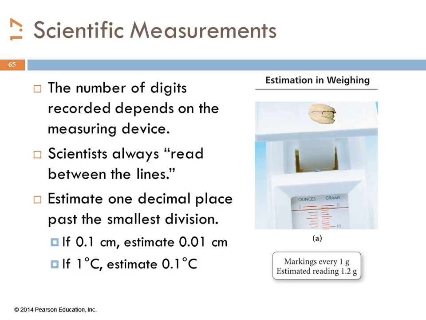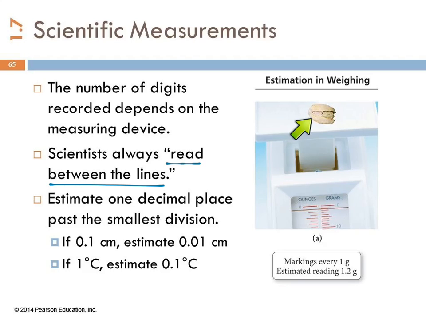And I'm going to hammer you about this in lab. This is important. Read between the lines. What does that mean? Well, that means that we're going to estimate between the lines on the measuring device. You look at the device and say, what does the smallest line represent? So here, this is 0, and this guy down here is 10. So each of these little lines represents what? 1 gram. So 1 gram is where the lines are.